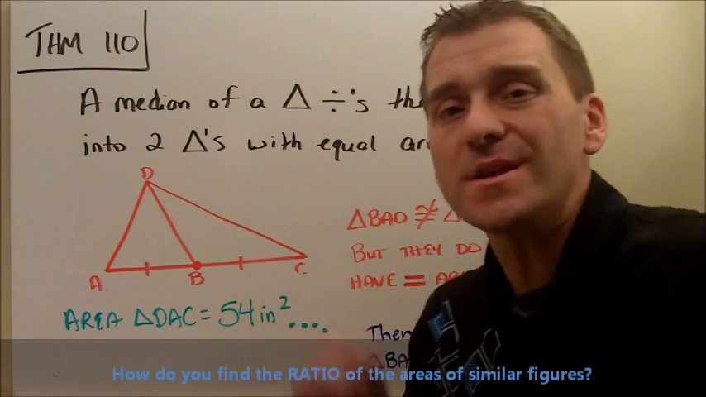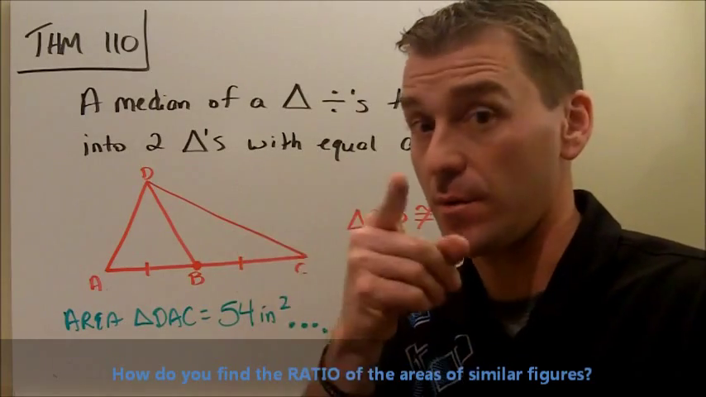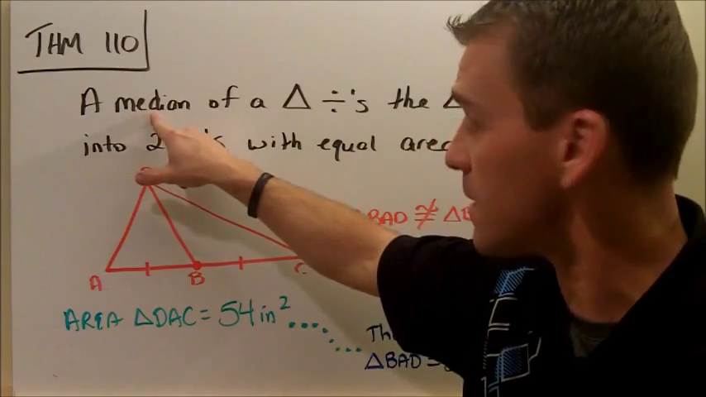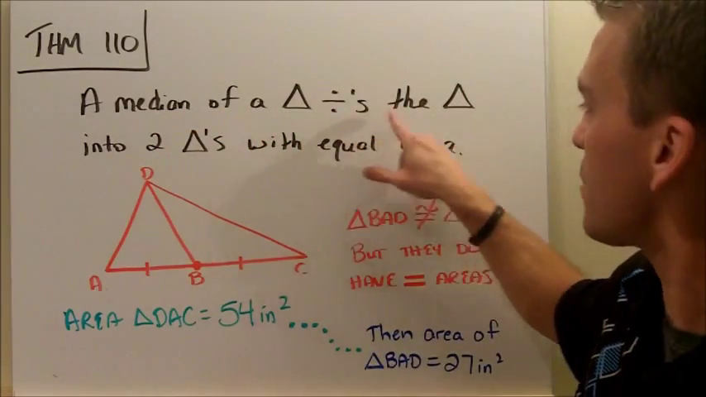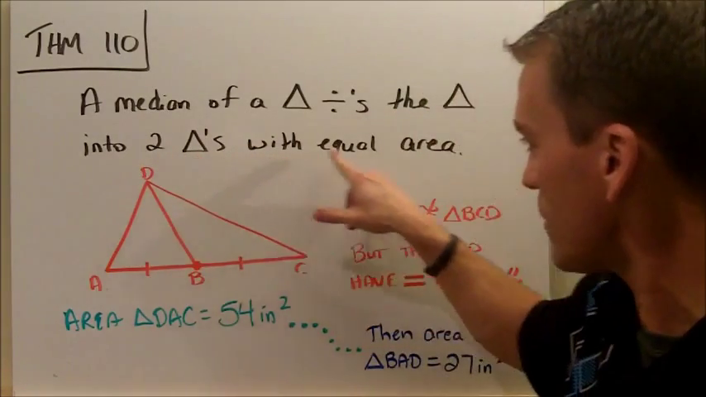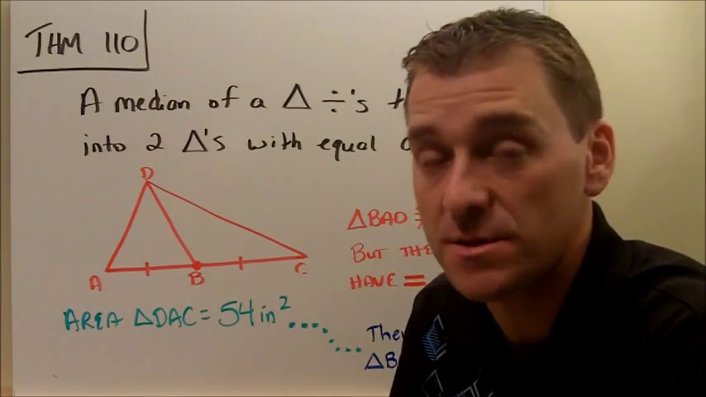But here is Theorem 110. I'm actually going to do Theorem 110 and then come back to Theorem 109. Whatever, bear with me. Theorem 110, it says this: a median of a triangle divides the triangle into two triangles with equal area. I didn't even know it was possible to get that many triangles in one sentence, but there we are.